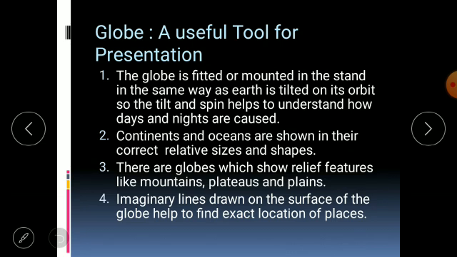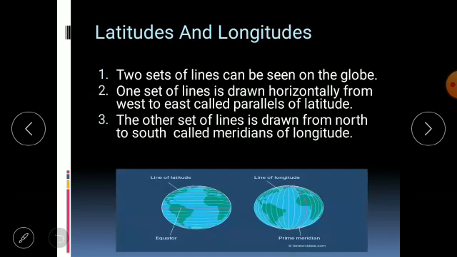It can show relief features like mountains, plateaus, and plains, etc. Relief features mean the highest and lowest elevation points in an area, like mountains are the highest elevation points, while valleys or other low lying areas are the lowest points. Above all, the imaginary lines, that is, parallels and meridians, drawn on the globe help us to find the exact location of a place. Now, what are these imaginary lines, that is, parallels and meridians?